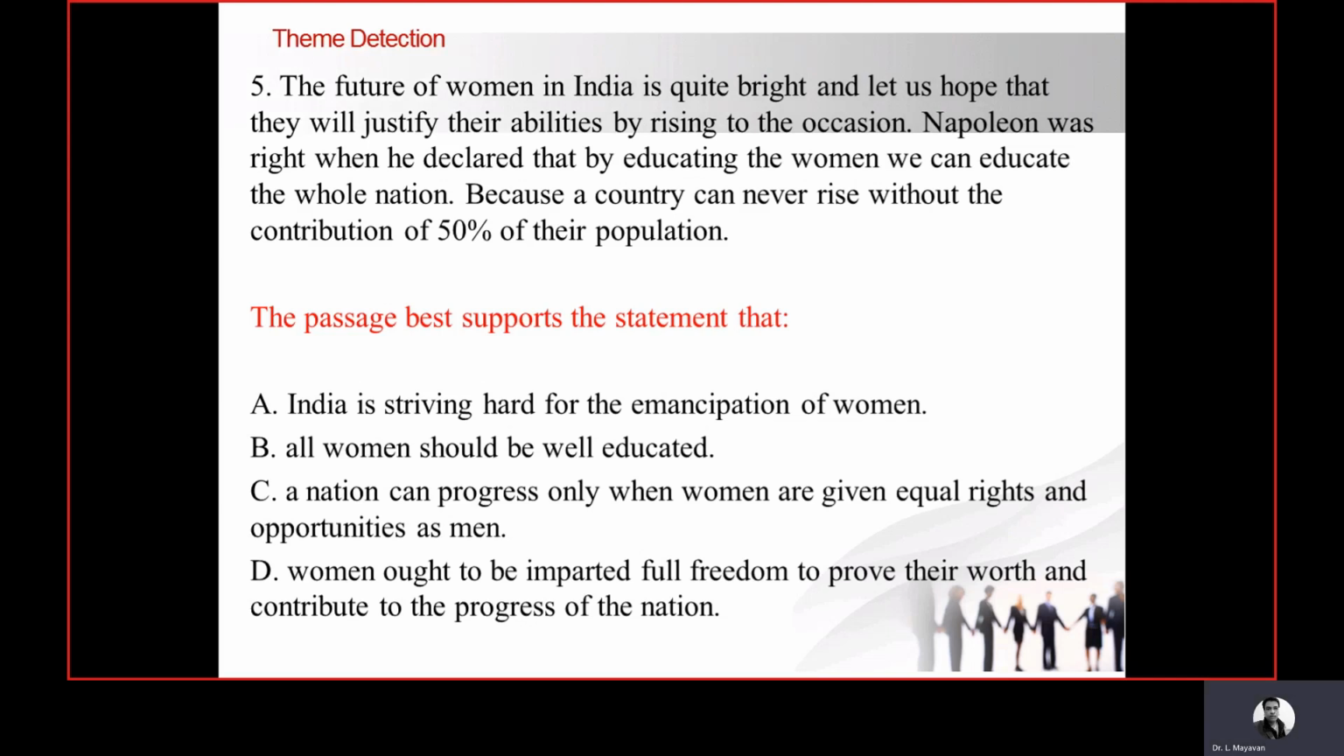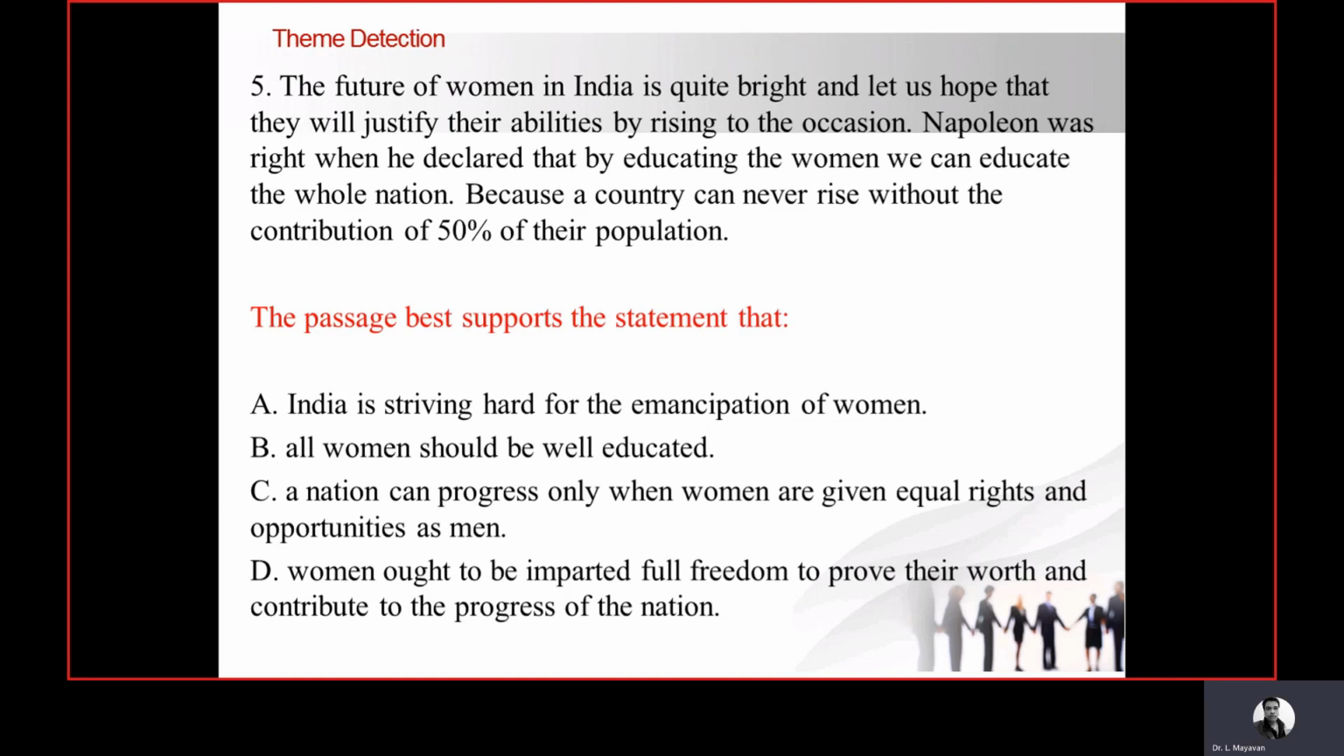Okay, fine. Let me read the passage best supports the statements. Let me read the options. India is striving hard for the emancipation of women. All women should be well educated. A nation can progress only when women are given equal rights and opportunities as men. Women are to be imparted full freedom to prove their worth and contribute to the progress of the nation. So it's all about women's progress.